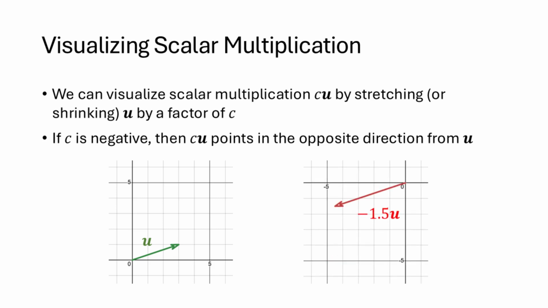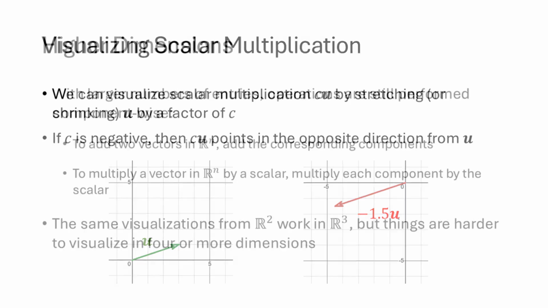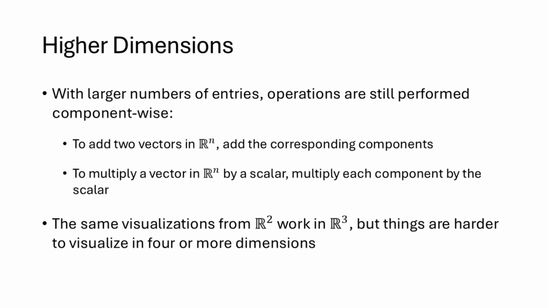If we multiply by a negative scalar, then in addition to stretching or shrinking the vector, the result points in the opposite direction from the original vector. When we have vectors with larger numbers of entries, the operations are still performed component-wise. If we want to add two vectors in Rn, where n is a number that is possibly greater than 2, then we still do that by adding the corresponding components. We can also apply the same visualizations that we've seen in R2 to R3, but things are harder to visualize in 4 or more dimensions.